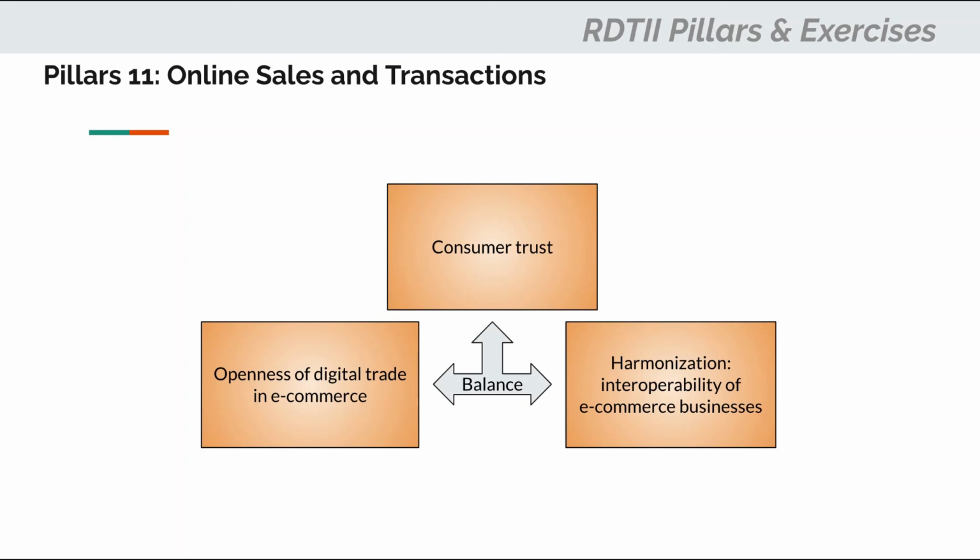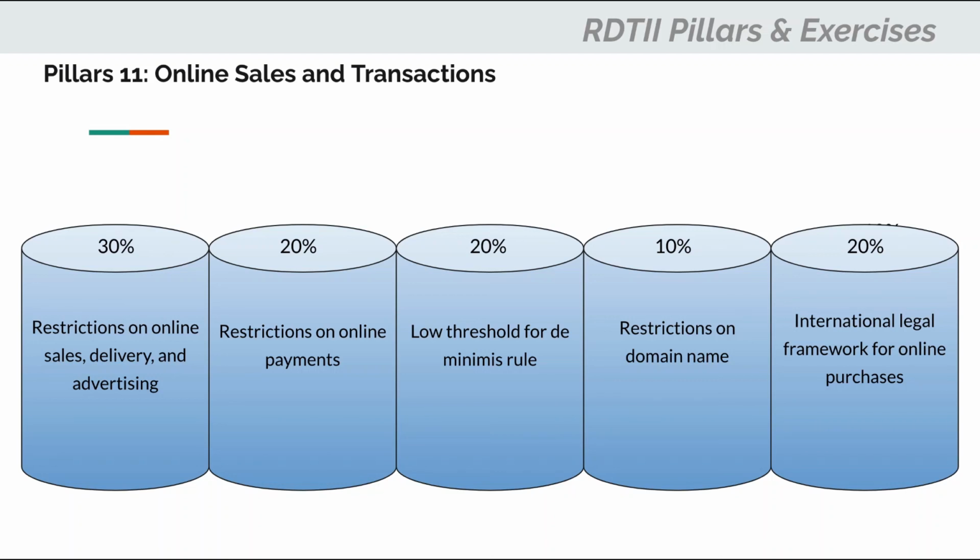Furthermore, lack of legal recognition for electronic signatures and transactions cuts back on not only openness, but also harmonization of regulation, and thus undermines interoperability of e-commerce businesses in the region. Finally, the presence of consumer protection law in the e-commerce sector increases consumer trust and participation in digital trade by foreign vendors in the regulating economy. Based on this understanding, Pillar 11 measures both openness and harmonization in the following subpillars.